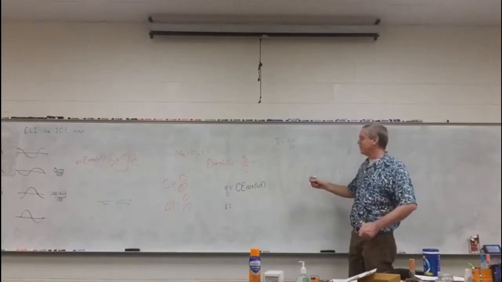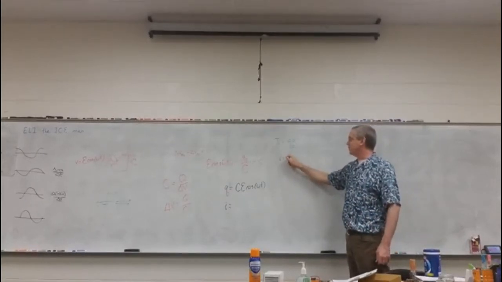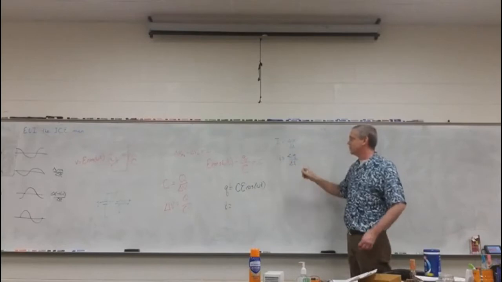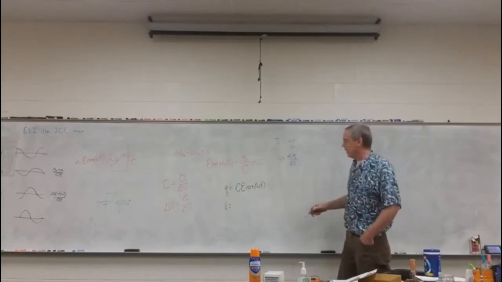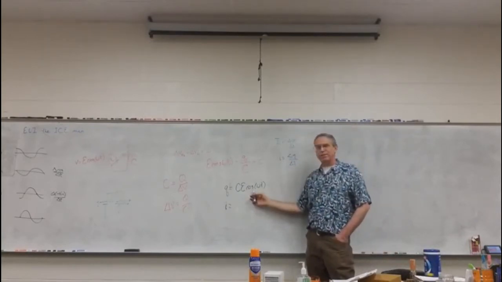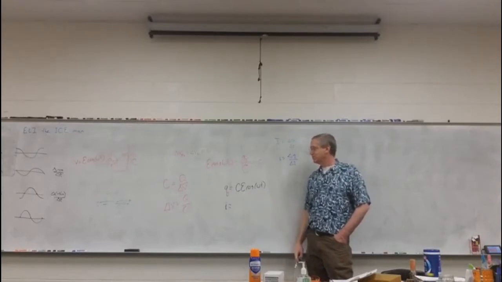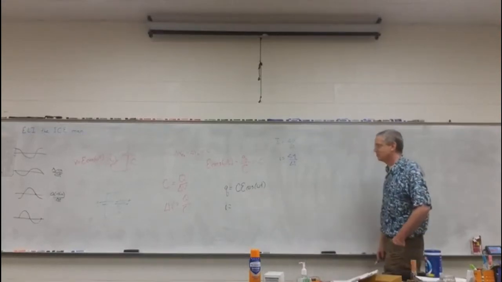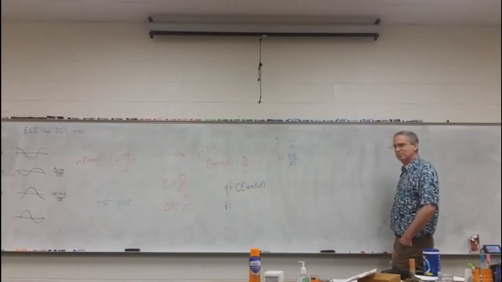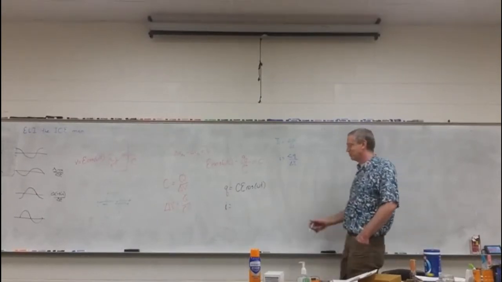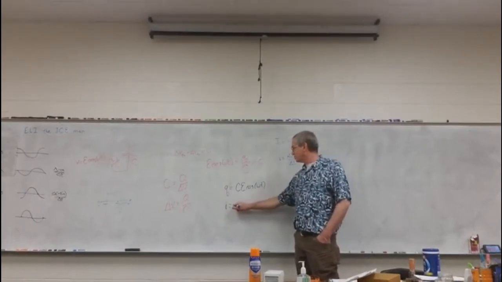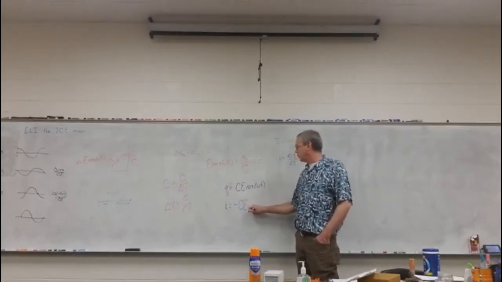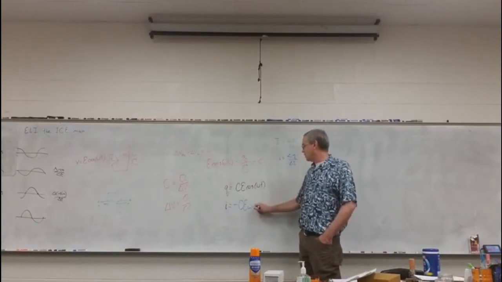Since we're dealing with AC, I is equal to change in Q over change in time. In other words, my current here should just be the slope of this. And so what is the slope of this? Negative sign. So negative C epsilon omega sine of omega t.